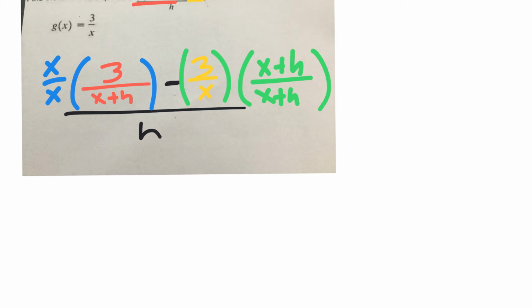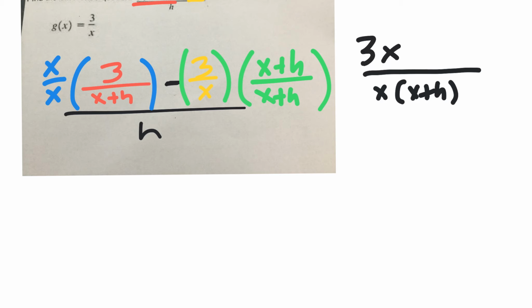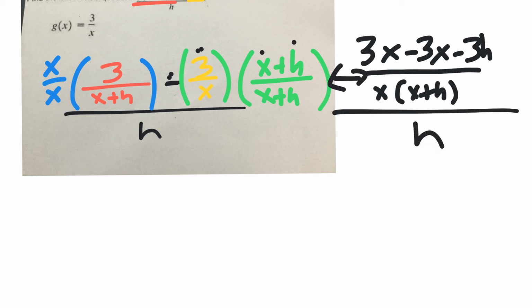So let's go ahead and write that out. The denominator is going to be x times x plus h. Now we look in the numerator. x times 3 is 3x. And then I have a negative 3 times x, which is negative 3x. And then a negative 3 times h is going to be negative 3h. So again, this is just the numerator. And remember, all of this is over h that's in the denominator.